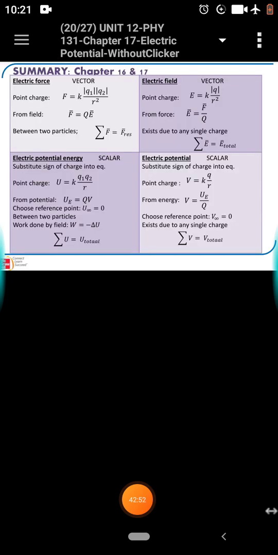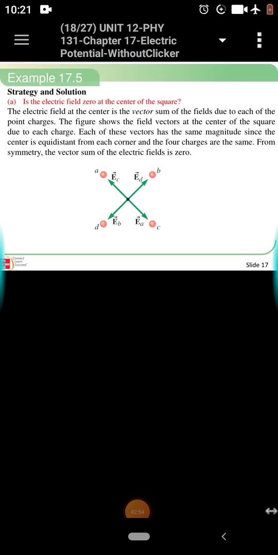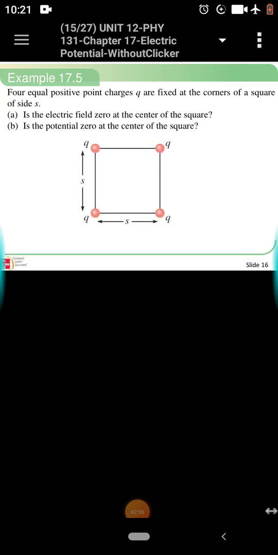Okay, so here, example 17.5: four equal positive point charges Q are fixed at the corners of a square of side s. Is the electric field zero at the center?